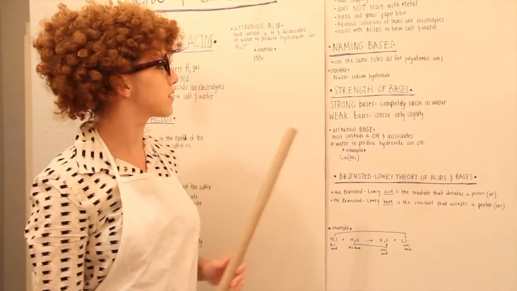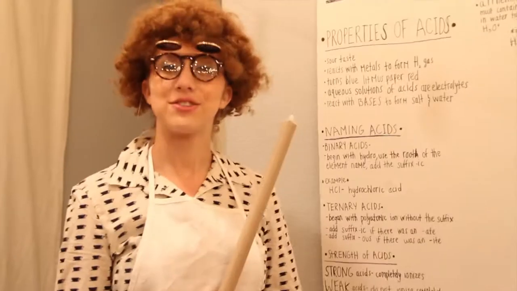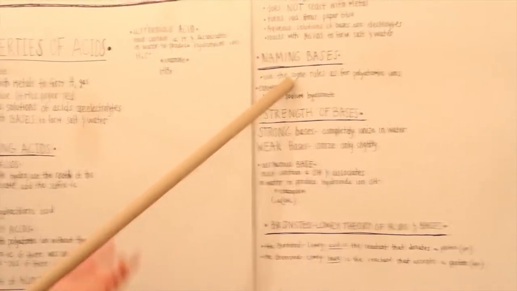So since limes are sour, does that make them an acid? Yes. What's an example of a base? An example of a base would be NaOH, which is sodium hydroxide. So the next thing we're going to talk about is naming acids and naming bases.